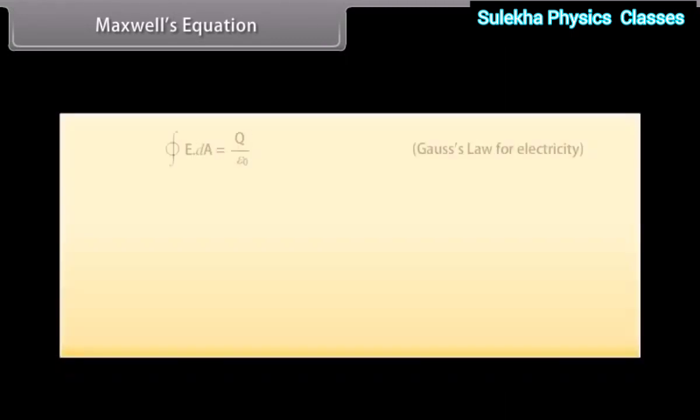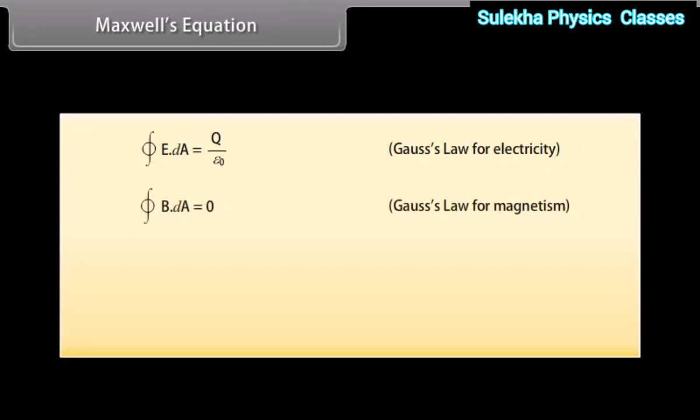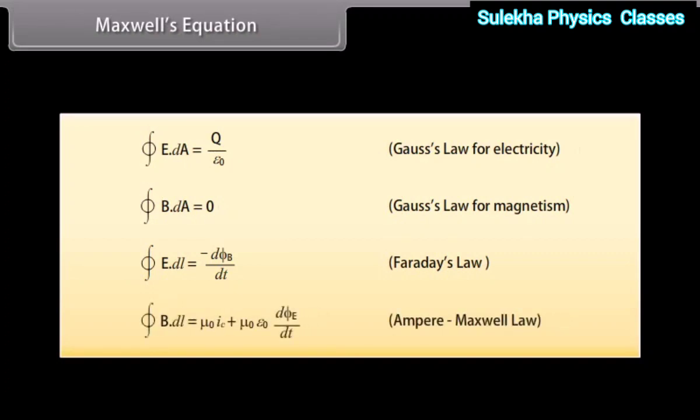Maxwell's equations. The following four equations, called Maxwell's equations, are the fundamental equations in electromagnetism. Gauss' law for electricity: closed integral of E dot dA equals Q by epsilon naught. Gauss' law for magnetism: closed integral of B dot dA equals 0. Faraday's law: closed integral of E dot dl equals minus d/dt of phi B. Ampere-Maxwell law: closed integral of B dot dl equals mu naught I_C plus mu naught epsilon naught d/dt of phi E.